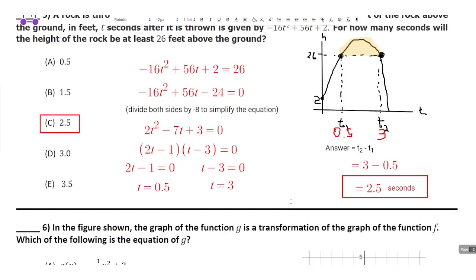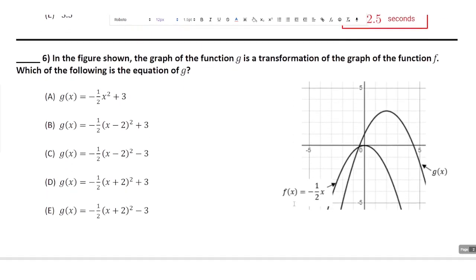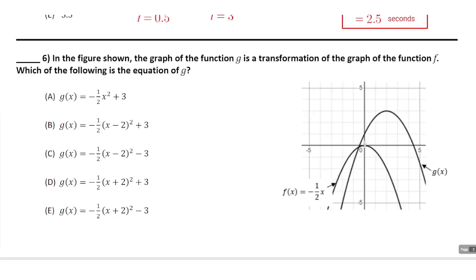Okay, there's number 5. Let's do number 6. Finish off this second sheet here. In the figure shown, the graph of the function g is a transformation of the function f. Notice here that the width of these 2 parabolas is the same. Like if I go over 2, I go down 2 on this parabola, and if I look at the other parabola, starting from the vertex, over 2 down 2, I hit the parabola. So the width on both of these are the same, and that means that this a value should be the same on both of these.